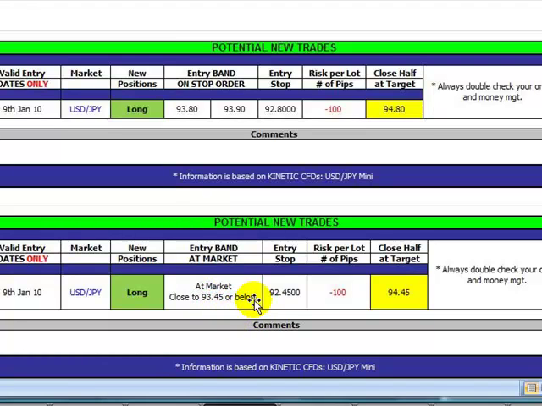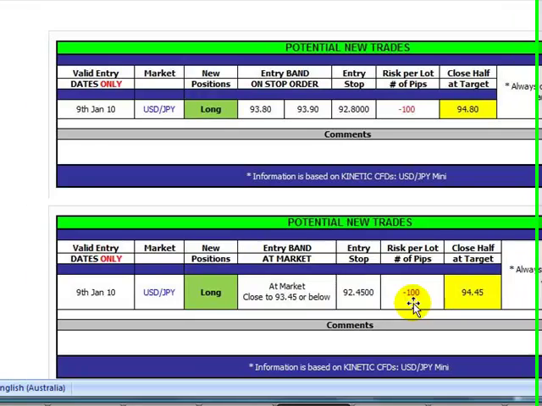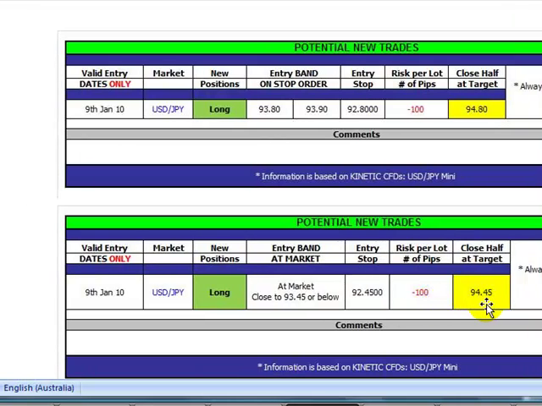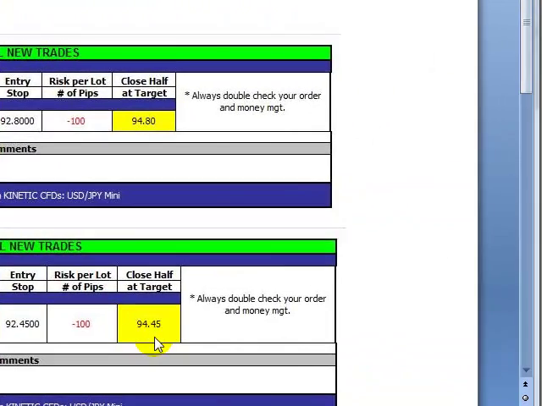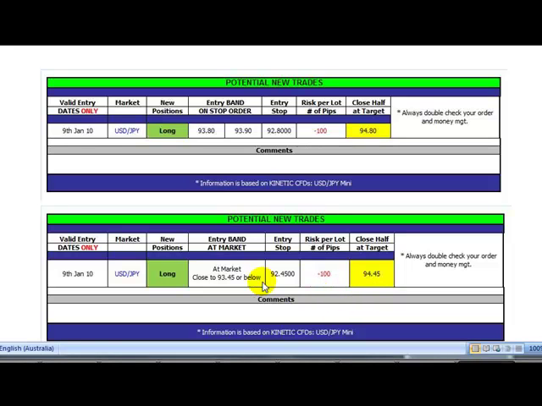So if the market was to pull back and you got in below this entry price here, say at 93.35, that means your risk per lot was only 90 pips, and that means you could have your profit target actually closer at 94.25, because your risk per contract is now only 90 pips. So you would be putting your profit target at 90 pips above your entry. Let's have a look at that now on the broker platform.